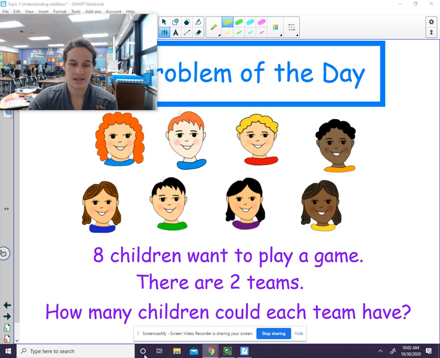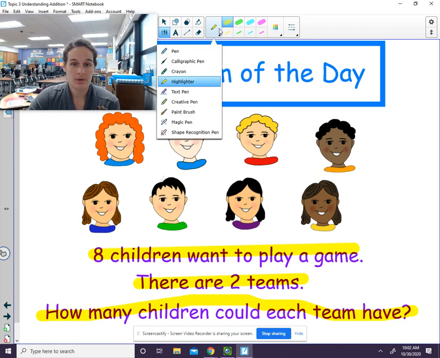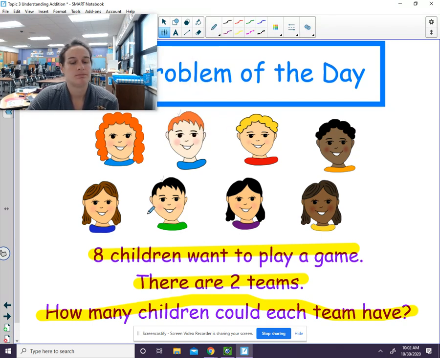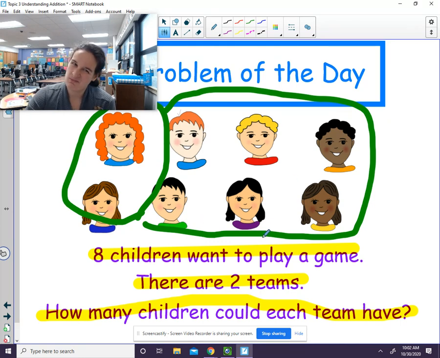Our problem of the day says 8 children want to play a game. There are 2 teams. How many children could each team have? So we're going to go ahead and separate these kids into 2 teams. We'll put these 2 kids in a team and then these 6. So 2 and 6. That doesn't seem very fair though, because this team has a lot less people.